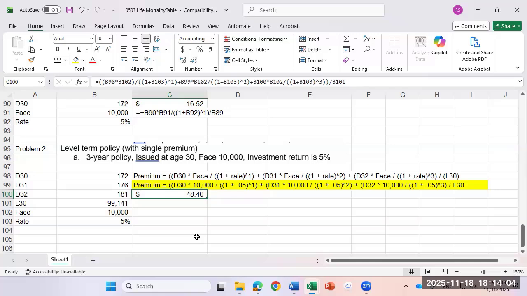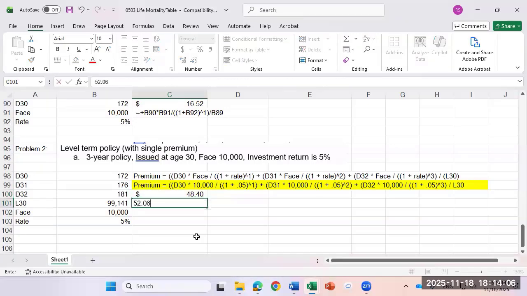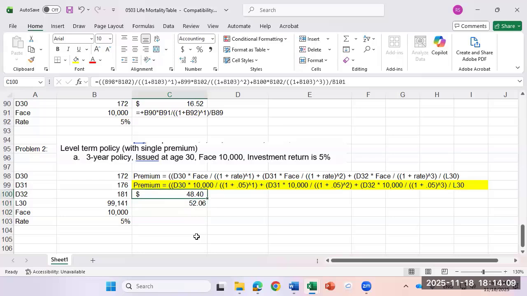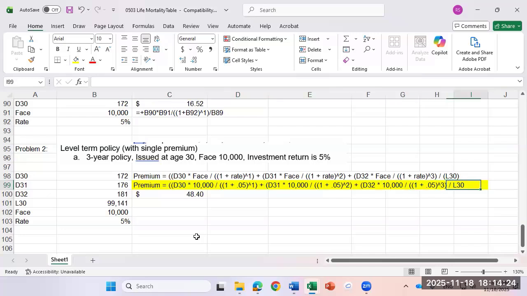If all you give me is a number, 52.06, and the answer is 48.4, all I have is that, then you get no credit, because I have no idea if it was a math error or not. I can't tell if it's a math error if you don't write out the formula. If you show me you know the formula, then I'll probably give you quite a bit of credit, maybe even 70, 80% credit.